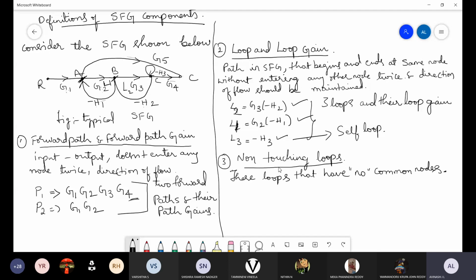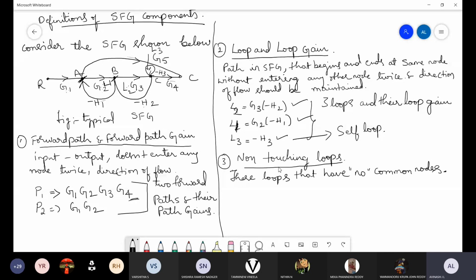Okay. So here, between loop 1 and loop 2, the B node is common, correct? Yes, sir. So when there is a common node, this cannot be considered as non-touching loops. These are touching each other, correct? Then the concept of L1 being non-touching with L2 is ruled out. Now we will go to the next loop, L1 with L3.